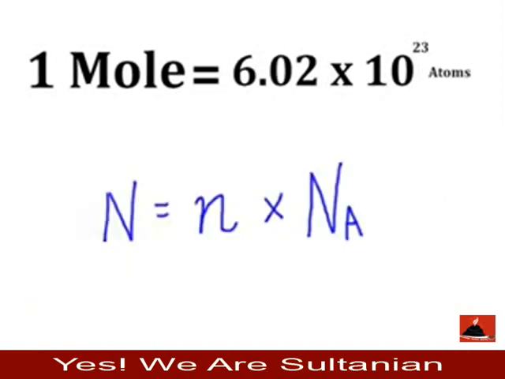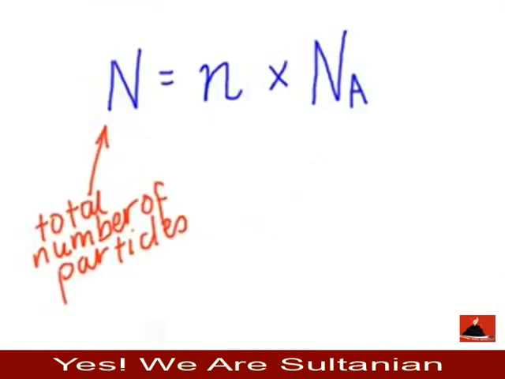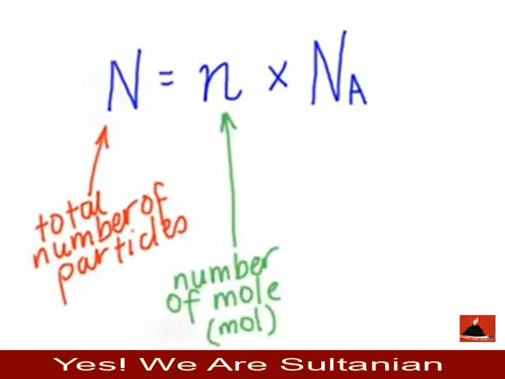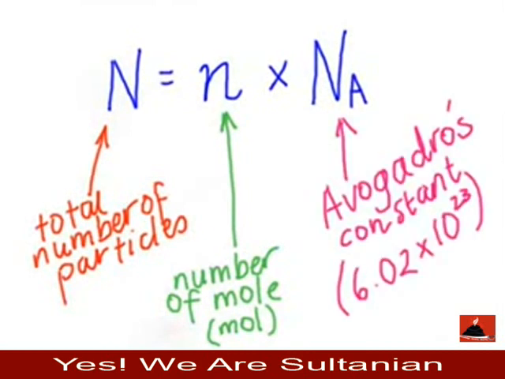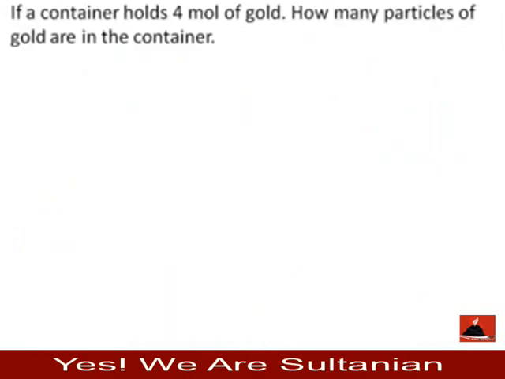So this is the formula that we're going to use. The first N, big N, stands for the total number of particles. Little n denotes the number of mole, and that's how you write it in short form. And Na stands for Avogadro's constant, or 6.02 times 10 to the 23.